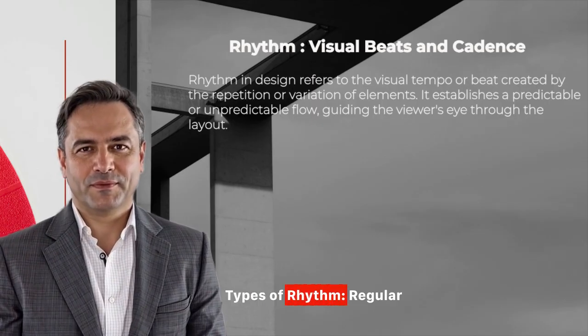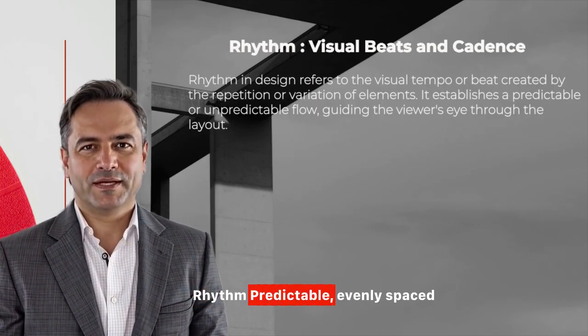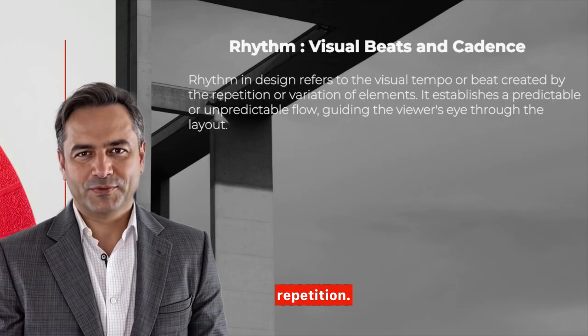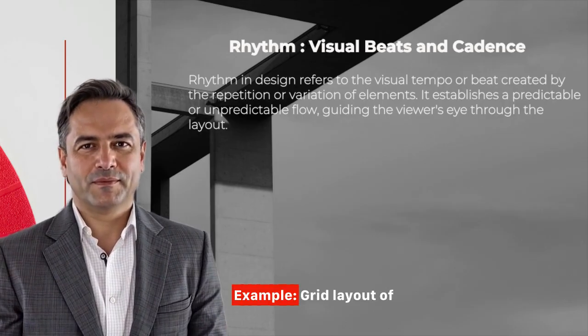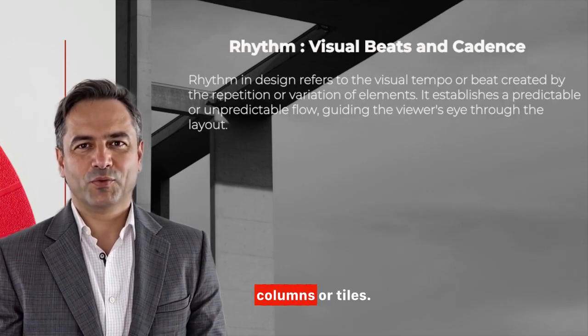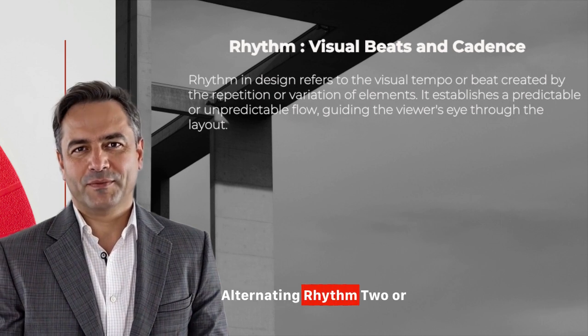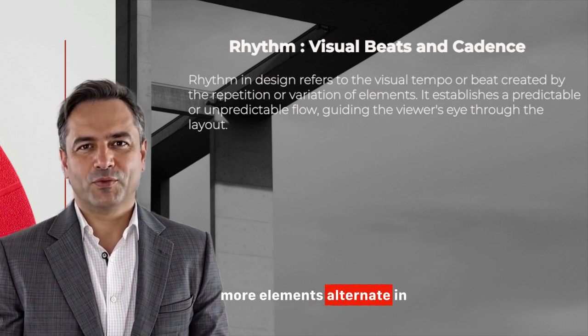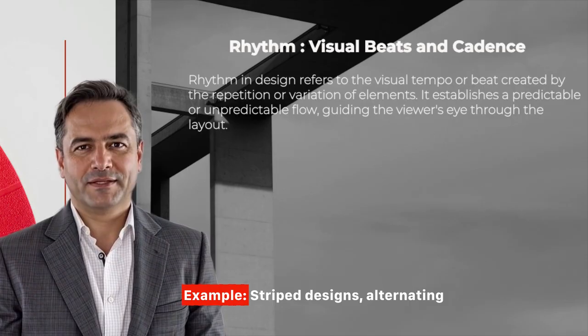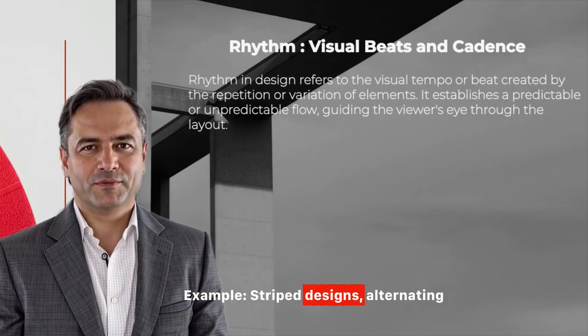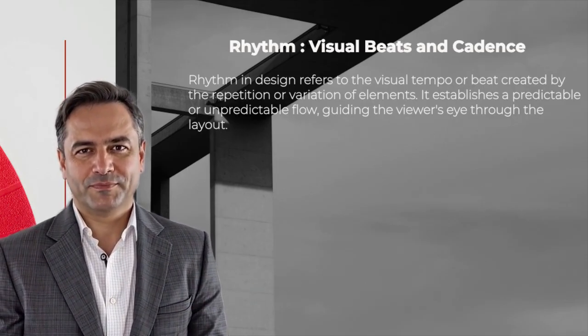Types of rhythm: regular rhythm, predictable, evenly spaced repetition. Example: grid, layout of columns or tiles. Alternating rhythm: two or more elements alternate in a set pattern. Example: striped designs, alternating colors or shapes.